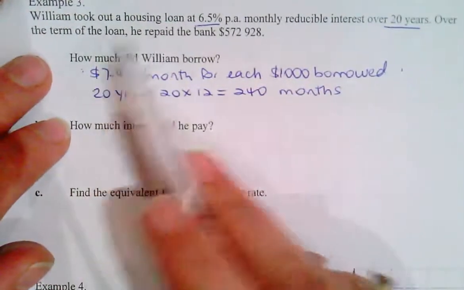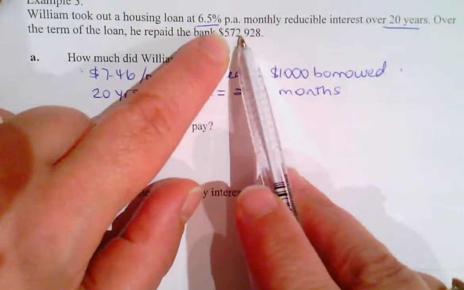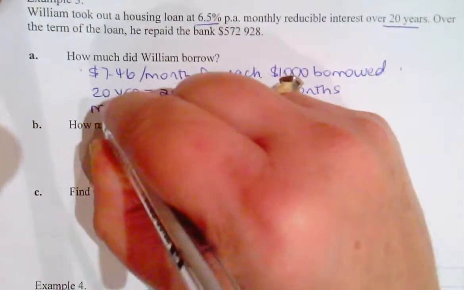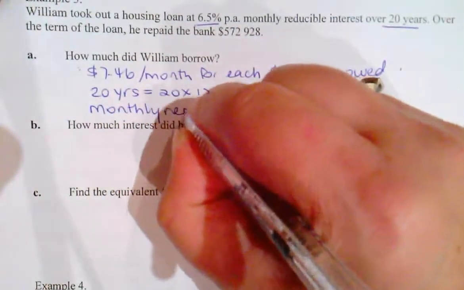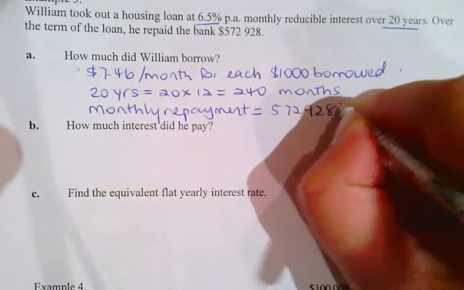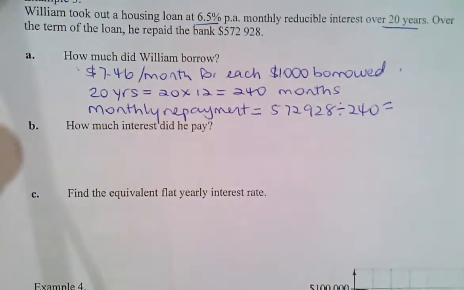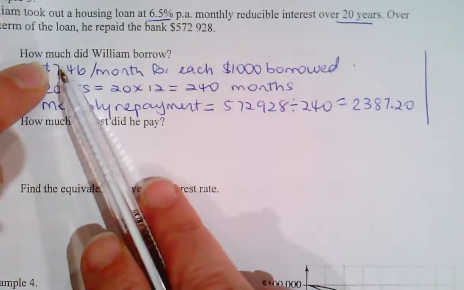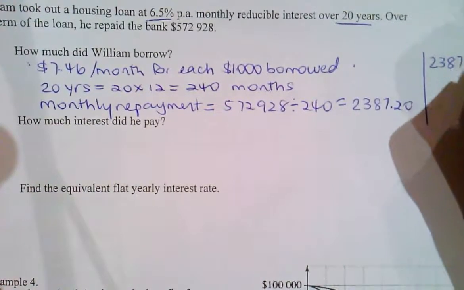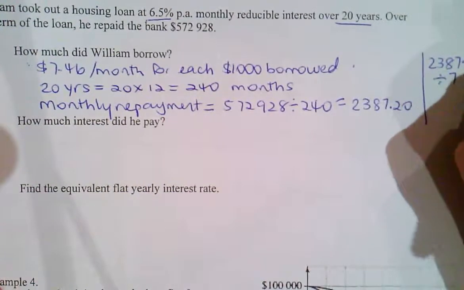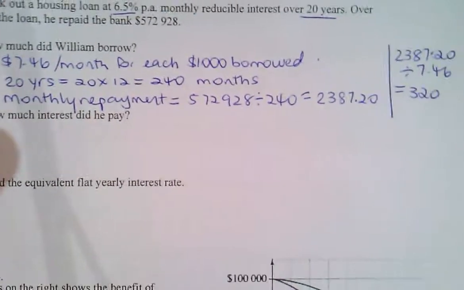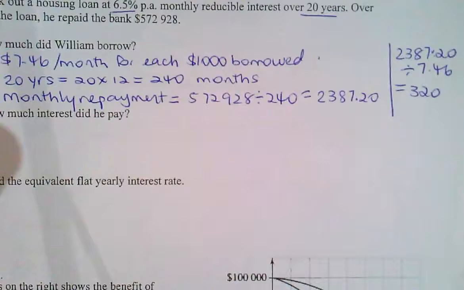Now, over the term of the loan, he repaid the bank $572,928 over the 240 months. So the monthly repayment is 572,928 divided by 240. Now, we just have to see how many $7.46s go into that. So 2387.20 divided by $7.46, and we get 320.